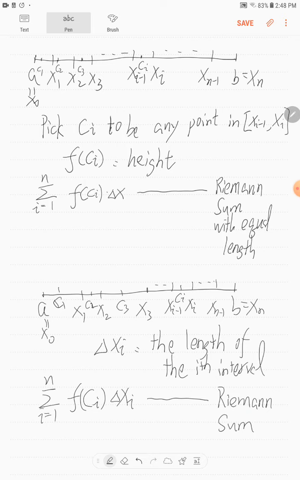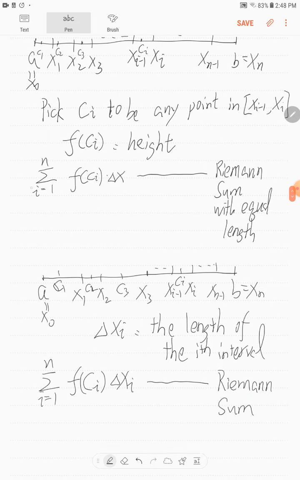But for many cases, we always use this one. The reason is this is much easier to deal with because this number is a constant.